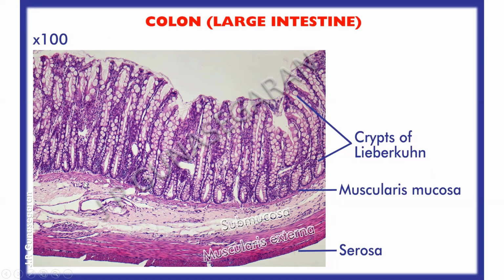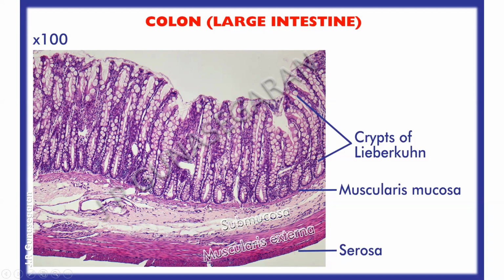This is a section of colon. This can be identified by absence of villi and presence of crypts of Lieberkühn plenty. The crypts of Lieberkühn are lined by few columnar cells and more of goblet cells. Please note the Paneth cells are absent. We have seen Paneth cells at the base of the crypts in the small intestine, but in the large intestine, the crypts do not have any Paneth cells.